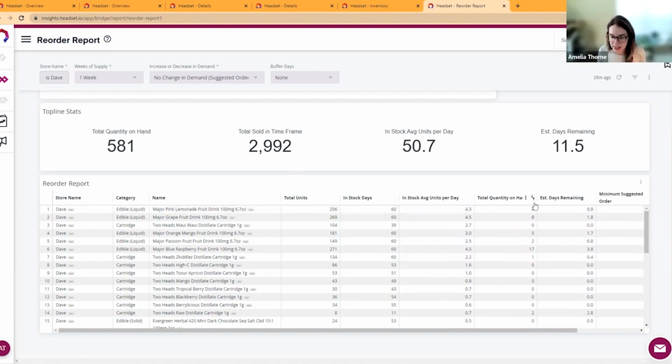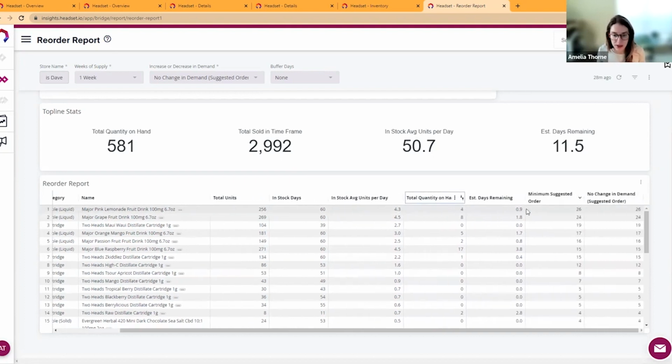Total quantity on hand, we only have 4 of these beverages left. Because we're selling about 4 each day, we're definitely not going to meet the next 1 week of demand. So we're probably going to want to think about ordering more. Estimated days remaining is less than 1. As we can see, it sells 4.3 per day. We only have 4 left.